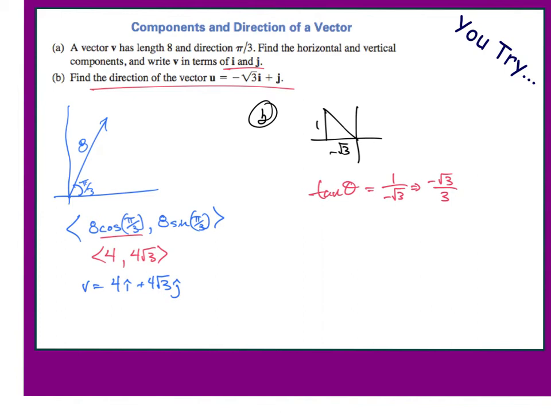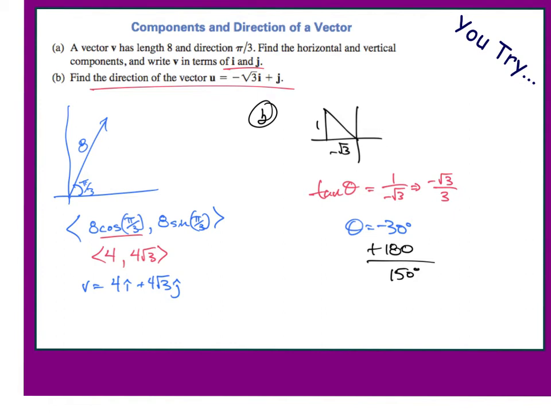Everybody use their calculator? All right, what did the calculator say? Theta was equal to what? Negative 30 degrees. However, that is not going to be the response that I accept. What do we have to do to that? We have to add 180 to it because it's in the second quadrant. So we'd end up with 150 degrees. All right. Pretty good?